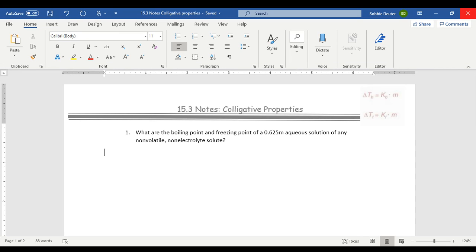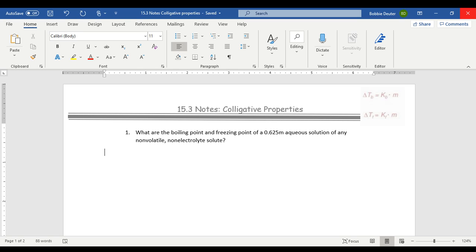Okay, so we're going to talk about some properties that belong to solutions. One thing that I want you to remember is that when we talk about solutions, we're really referring to how the boiling point and freezing point are going to change, how they're going to elevate the boiling point or drop the freezing point. And so when we start talking about the elevation or depression, we are going to be looking at how if we add something to a solvent, we'll raise the boiling point.